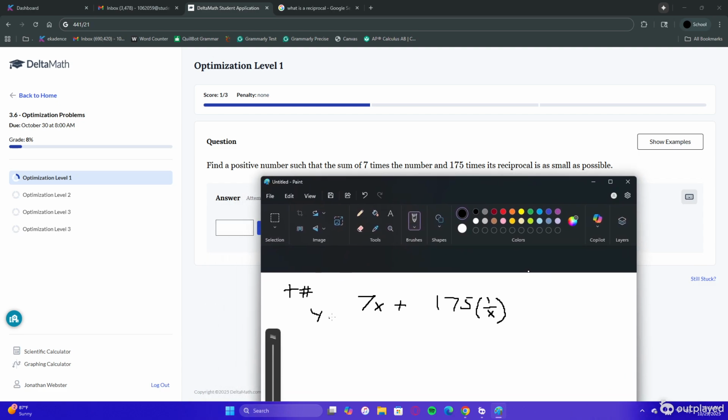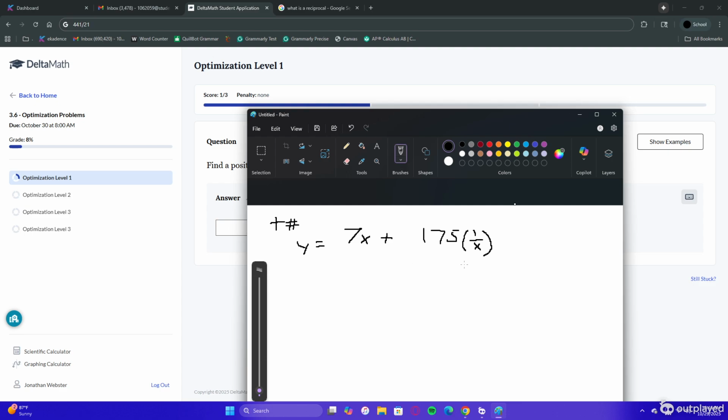So first, you want to do the derivative of it, and if you rewrite this, it's just 7x plus 175 times x to the negative 1. So doing the derivative of that equation, you'd get 7 minus 175 times x to the negative 2, or 7 minus 175 over x squared.